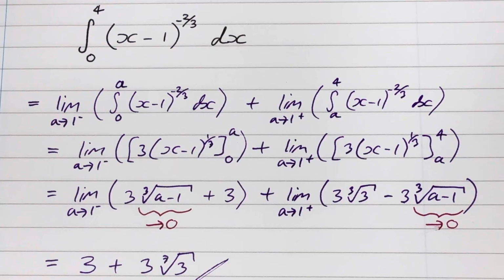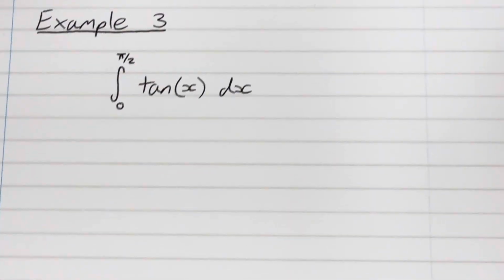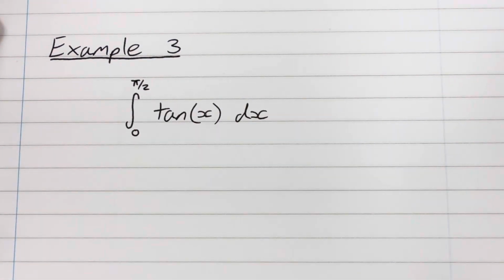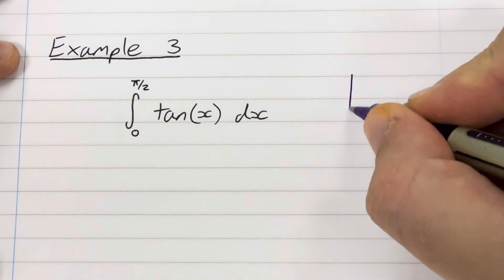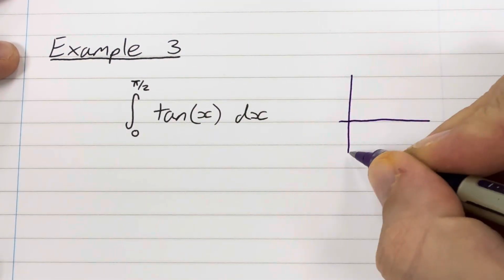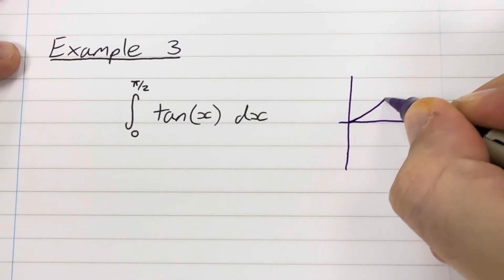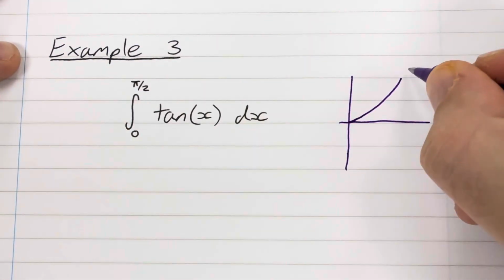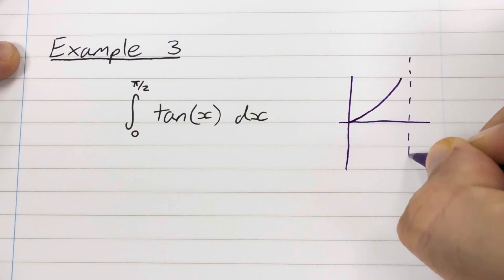I've got 2 more examples. I'm going to go through these 2 a little bit more quickly. So here's example number 3. We know the tan graph. You should know that very well from A-level maths. It looks like this between 0 and pi on 2, and we have a vertical asymptote here.